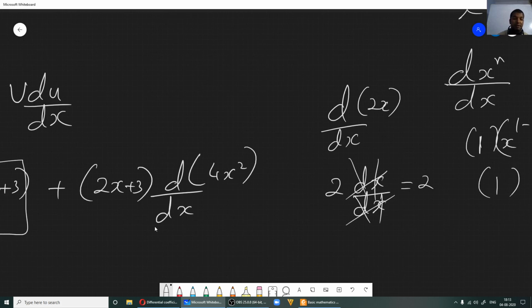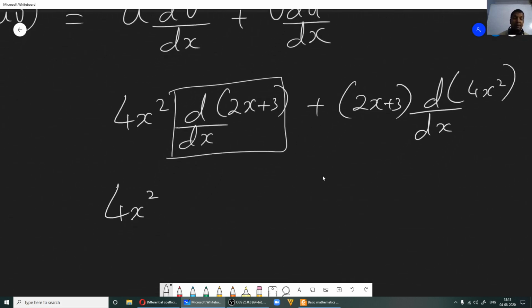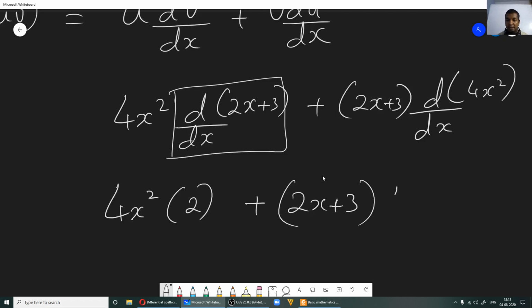Now the differentiation of 3 is what? 3 is a constant value, so it will be 0, right? So d by dx of 2x plus 3 is simply 2. You will simply get 2 times 2x plus 3 as it is, now multiplied by 4x square, right? 4 outside, differentiation of x square is 2x. So totally you'll get 8x. So this is your result.